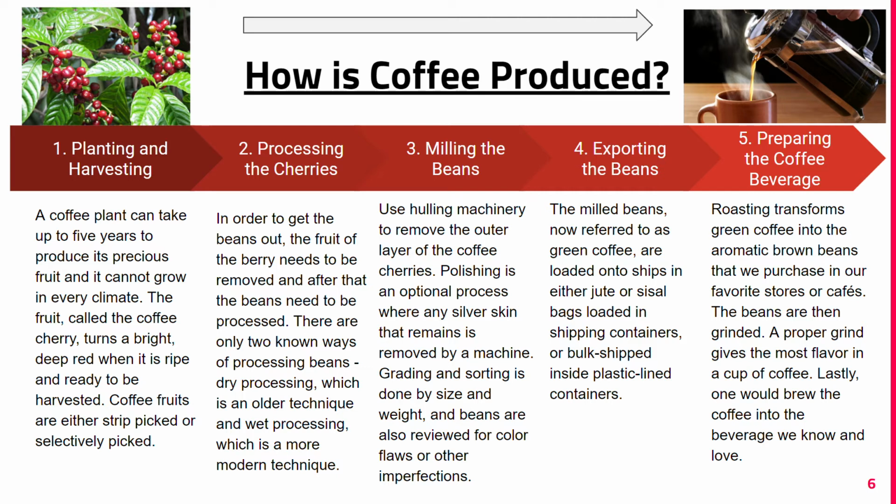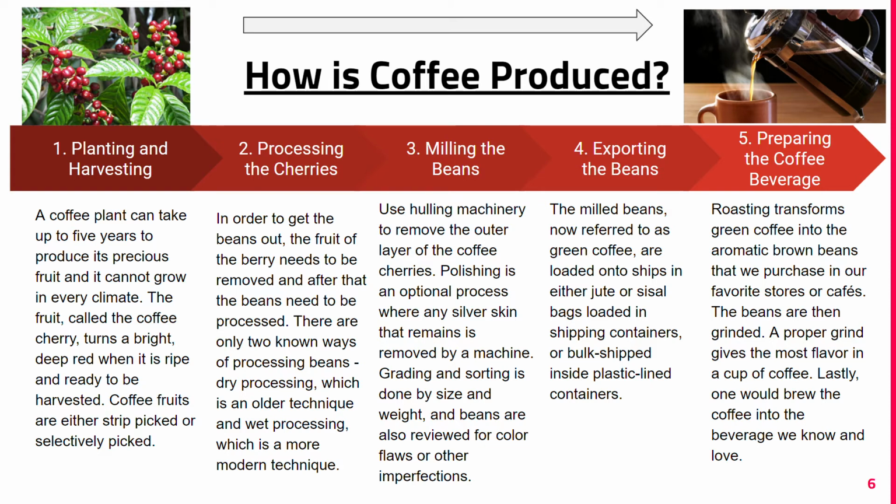And wet processing is a modern method of processing beans, and it takes place soon after the harvest. So this process consists of washing and fermentation. During this process, the pulp that is left on the beans will become softer and the pulp will be rinsed off.